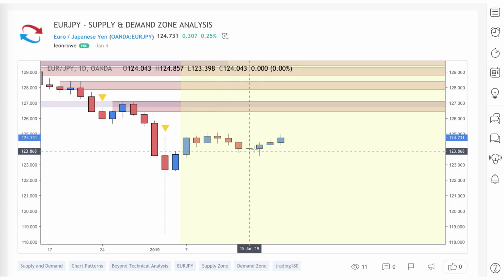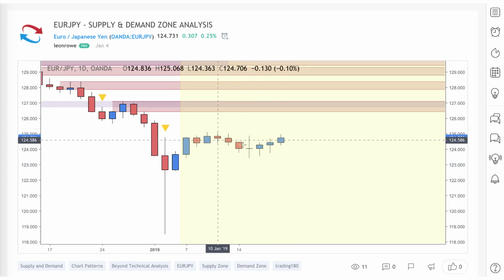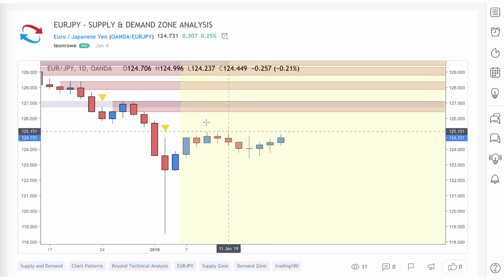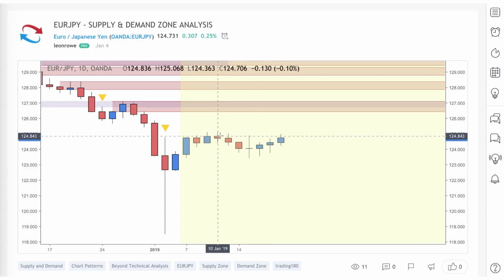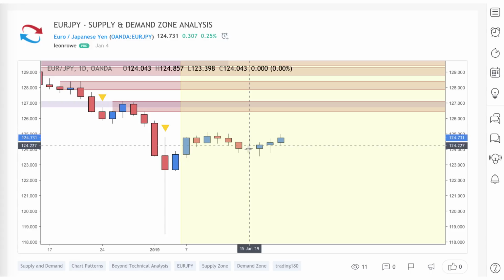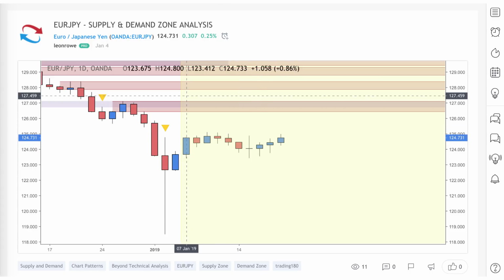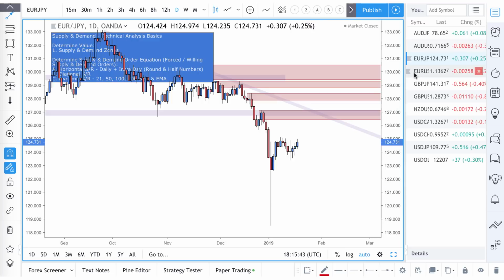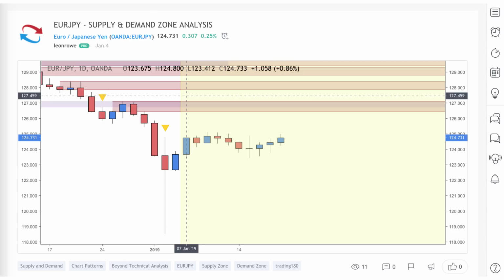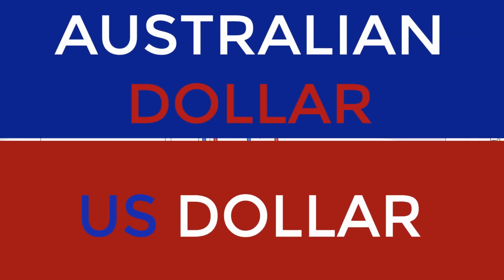Yes, there is supply and there's a bit of demand, but we wait for higher lows and higher highs, or lower highs and lower lows, to determine the strongest areas of supply and demand. And really the market isn't showing any of that at the moment. So looking at the euro yen, nothing's really changed from last week. So pretty much I'm going to move past this currency pair and onto the Aussie dollar.